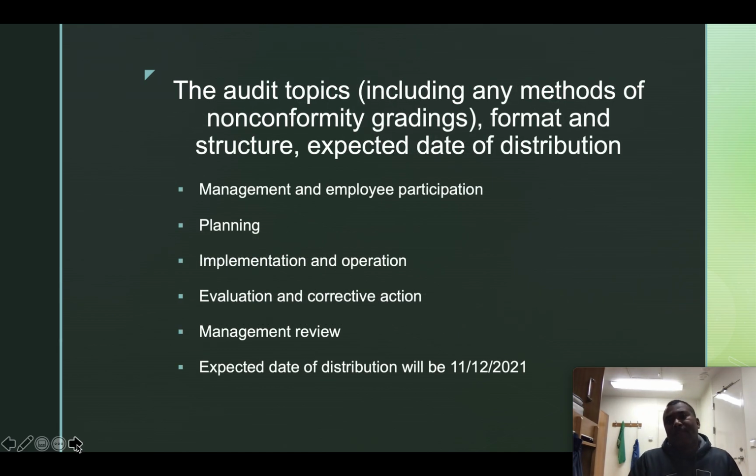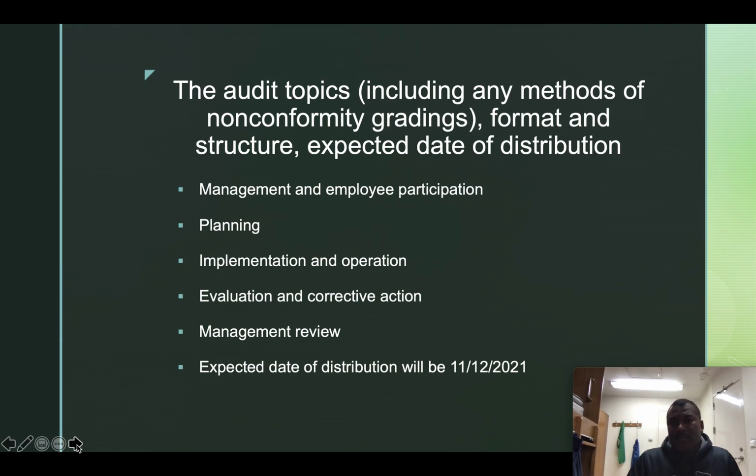All right, guys, the audit topics, including any methods of non-conformity grading, format and structure, expected date of distribution. The management and employee participation, planning, implementation and operation, evaluation and corrective action, management review. The expected date of distribution will be 11/12/2021, guys. This is when I'll send my formal report out. We went over all the preliminary stuff on the rig, the draft reports. We had meetings with the top management, but once I get back to the office, I'll write up a formal report and send it to pertinent personnel.